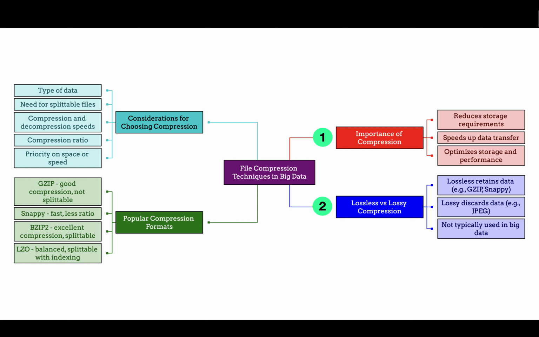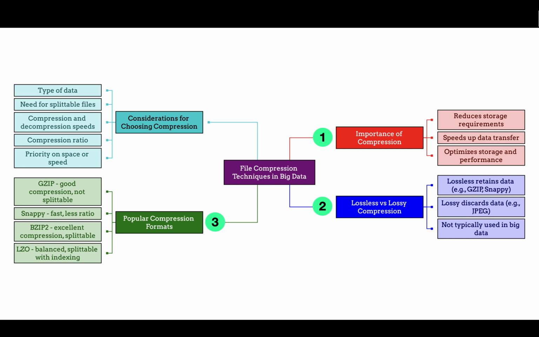2. Lossless versus lossy compression. Lossless compression reduces file size without losing any data, for example, zip, snappy, essential for analytical processing. Lossy compression, which discards some data, for example, JPEG in images, is not typically used in big data due to the loss of data integrity.